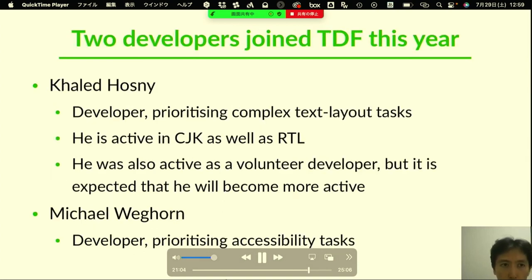Now, two developers joined TDF this year. Sorry, I forgot his pronouns, but he lives in Egypt. His mother tongue is Arabic, and his focus area is also complex text layout tasks, and he's active in CJK as well as RTL. He was also active as a voluntary developer, and we expect that he will become more active.